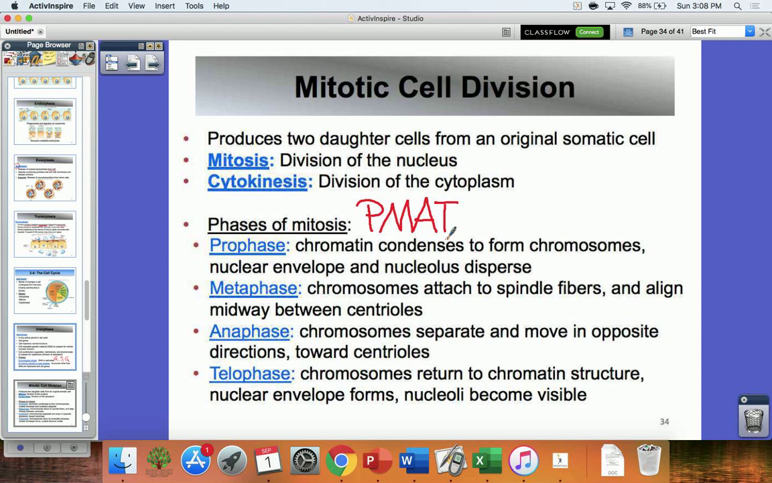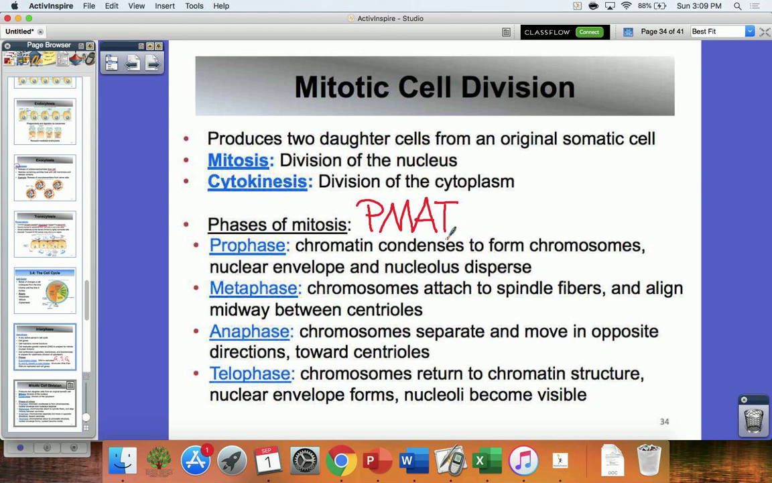Those centrioles, or the centrosome, where we have two centrioles, are going to go to the opposite ends of the cell. The nuclear envelope will then begin to break down so that things can move around the way they need to.